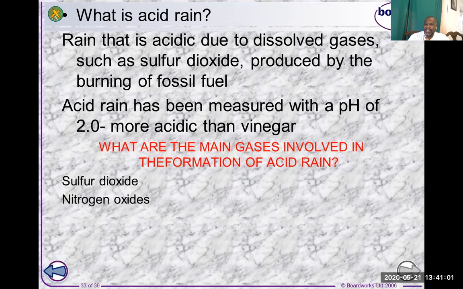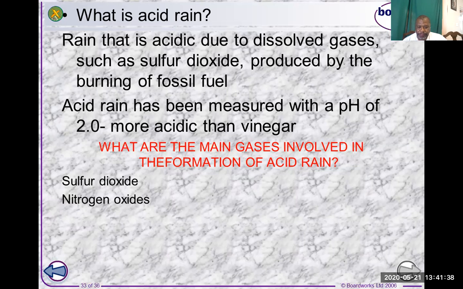What are the main gases that are involved in the formation of acid rain? Sulfur dioxide and nitrogen oxide. Now, let's spend a little time on this. Remember, we said in the previous lesson that the air is polluted, and a number of things, many of them from human activities, produce those pollutants.